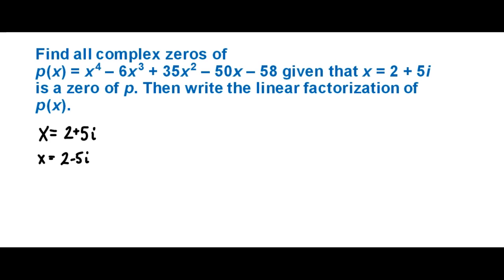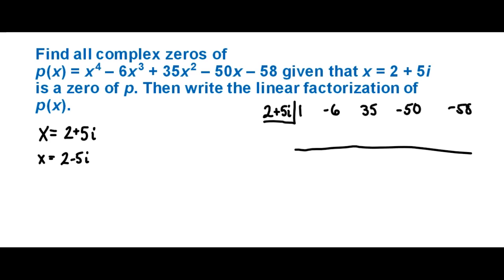So then what we're going to do is use synthetic division just like we did with real numbers, only this time we're going to put this zero, 2 plus 5i, up in the box. And as you can imagine, the process is just going to be a tad bit more complex than it would be with a real number. So then we're just going to put all of our coefficients in: 1x to the fourth, negative 6x cubed, 35x squared, negative 50x to the first, and negative 58x to the 0th. And we're going to bring down the 1.